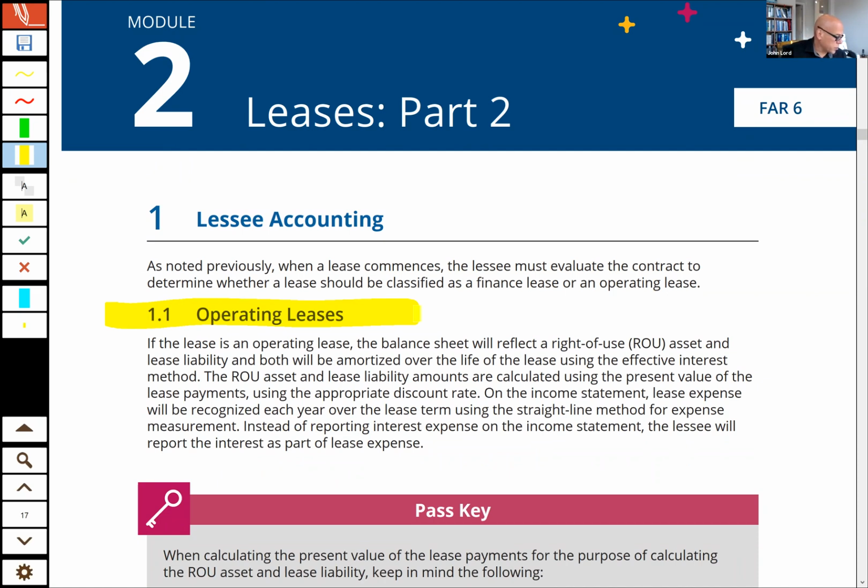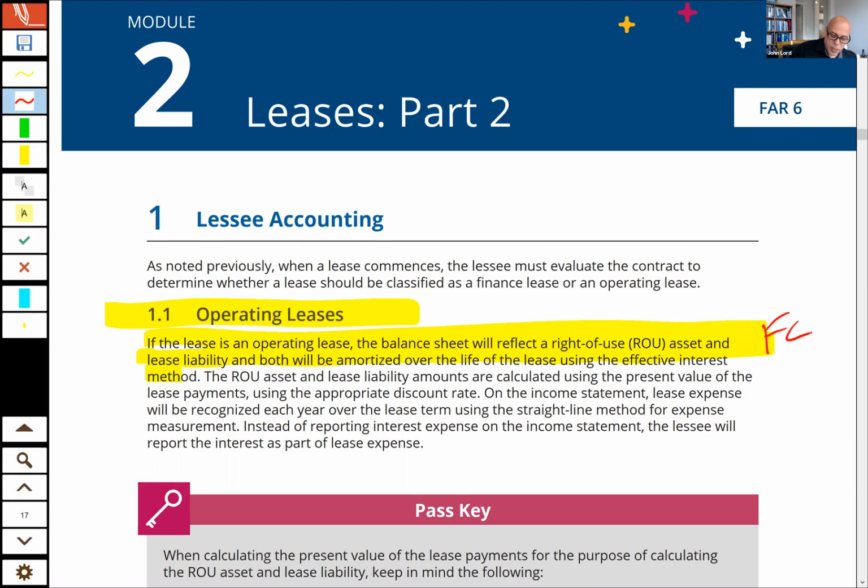So let's first take a look at the operating lease. If it is an operating lease, the balance sheet is going to reflect a right of use asset and a lease liability, and both will be amortized over the life of the lease using the effective interest method.